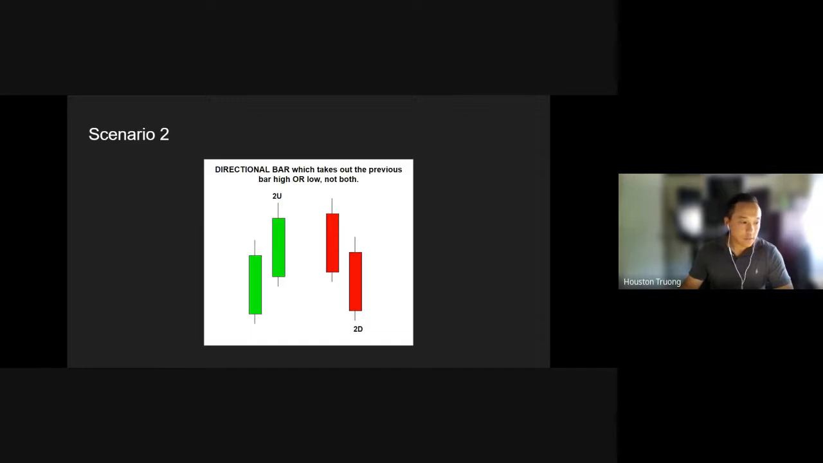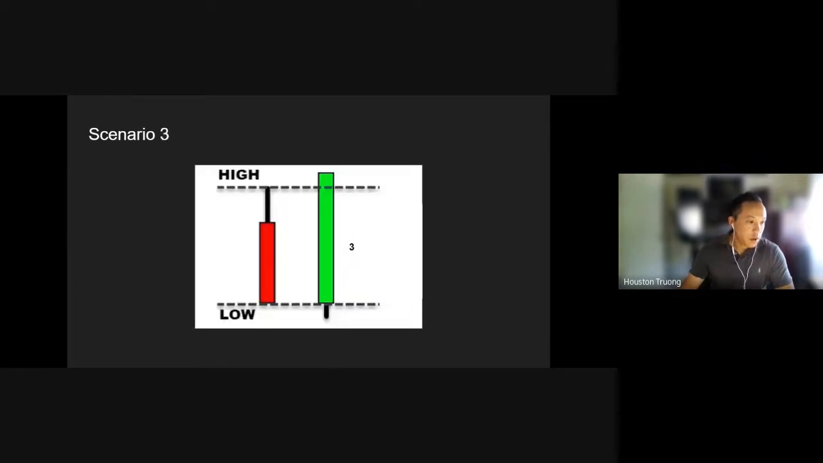Okay. Again, feel free to stop me if I'm not clear or I'm going too fast or even too slow. Lastly, scenario 3. This is the last of all the options. This is all you need to remember. 1 is inside bar, 2 is directional, 3 is now an outside bar. This is actually the most interesting of all the scenarios, and this is your range expansion scenario.